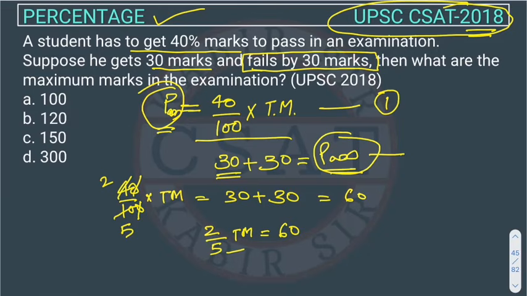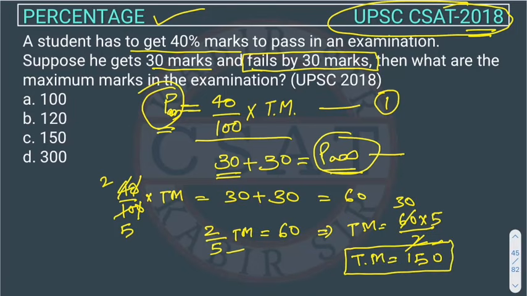This 5 will come this side and will get multiplied, the 2 will come, the 2 will divide this, right? So the equation will become 60 into 5 by 2. From 2 we can cancel this 30. So the total marks will be 150. So this is our answer. This is a very easy question, right? So the option C is the correct answer, right? So this was an easy question.